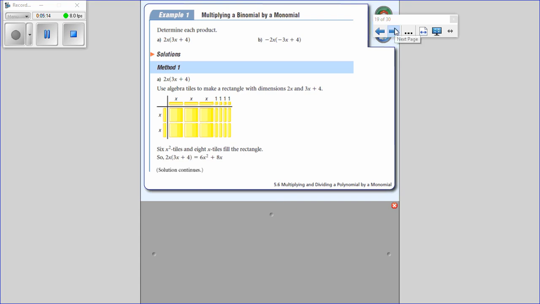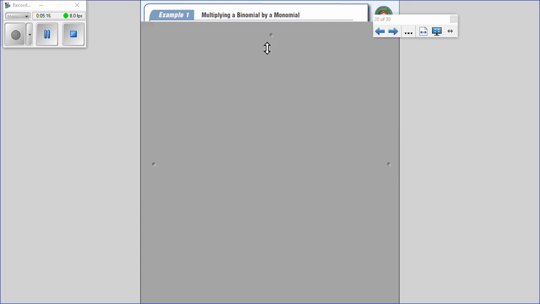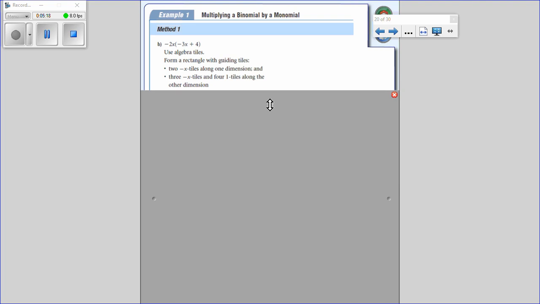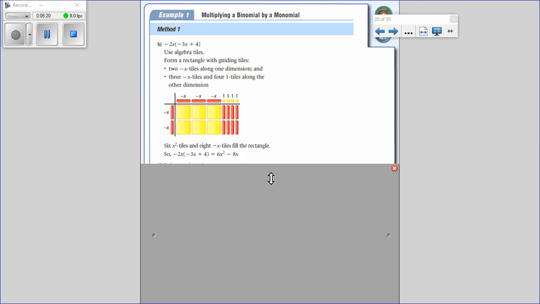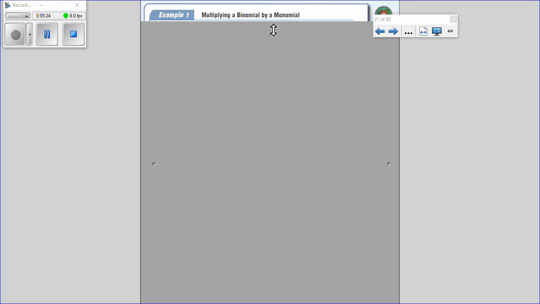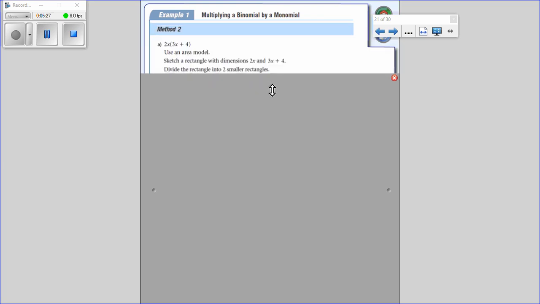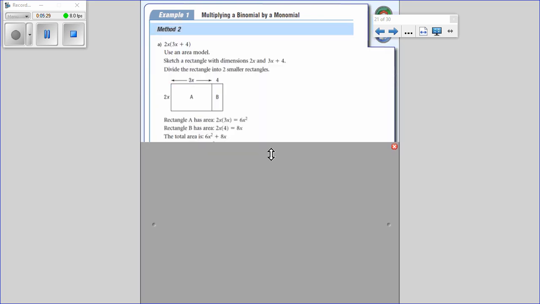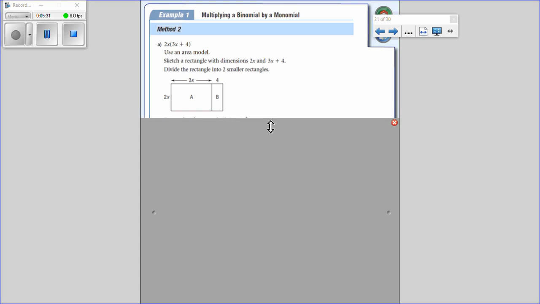There's another way to do this. If you don't want to do the tile thing, some of you like the tile, some of you don't. This is just the second part of the question. It's just another example. I'm going to show you another method to use. So we can use an area model, 2x, 3x, and 4, right? 3x plus 4, 3x and 4.